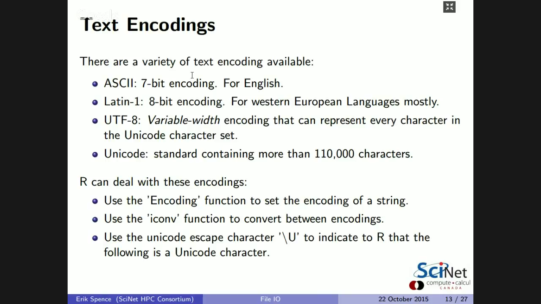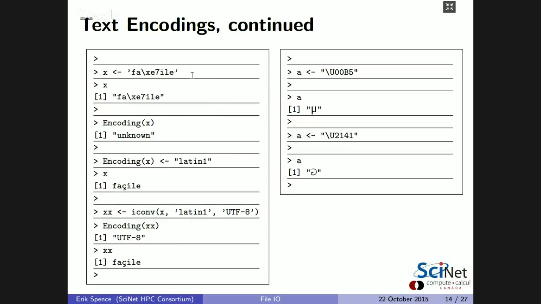The Unicode escape character is the \U. If you see a \U in a text document, it means that it is a Unicode character. So you're probably not going to be able to read it unless you've memorized your Unicode, and given that there are 110,000 of them, good luck. So for example, x is FA\xE7ILE. And if you print that out, that's what you get, which is not very enlightening. But if you change the encoding, so originally the encoding is unknown, which means ASCII, you change it to Latin 1, then this becomes facile.